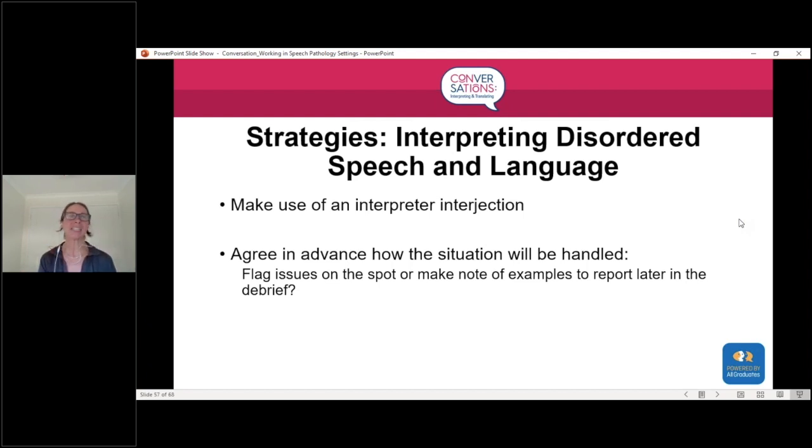So you really need that collaborative spirit to be present, because it is teamwork, and you really need to agree in advance, because it's not fair to you, and it's not fair to the patient if the speech pathologist and interpreter don't even have a common strategy for how to facilitate communication and assessment of a client.